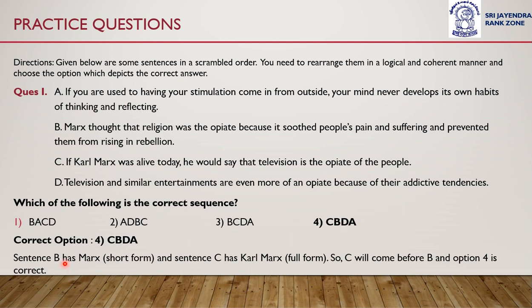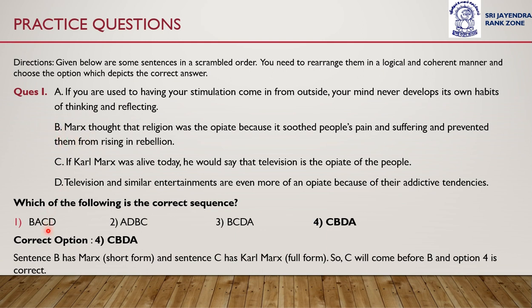How? Because sentence B has Marx, which is a short form, and sentence C has Karl Marx, which is a full form. So C will always come before B because it has the full form and B has the short form. So we could have also resolved this question easily and quicker by using the elimination method. How? Because we already came to know that C will come before B in any case.